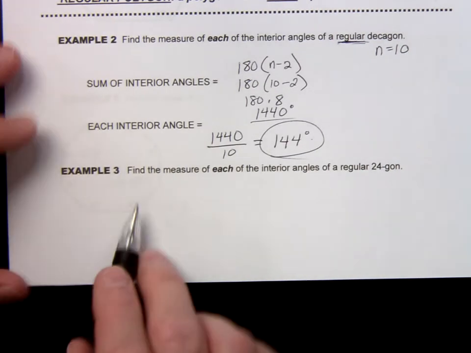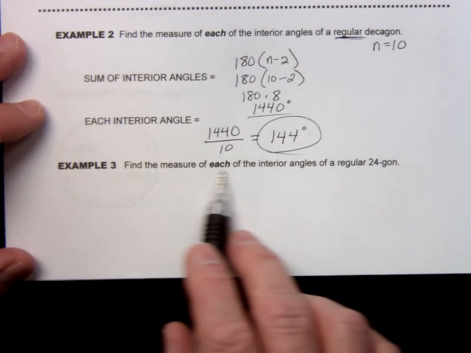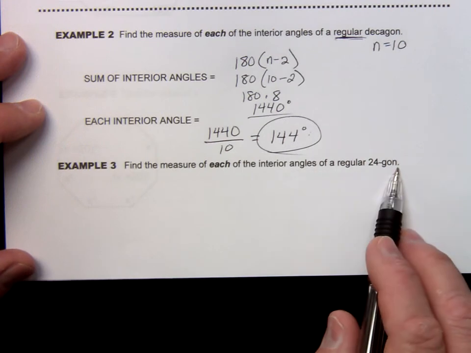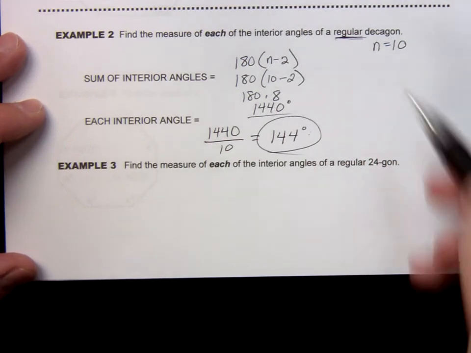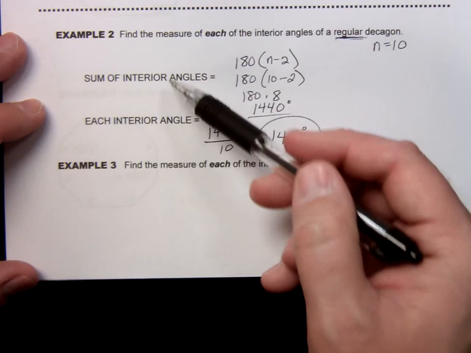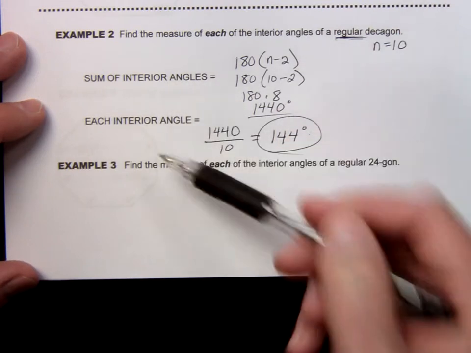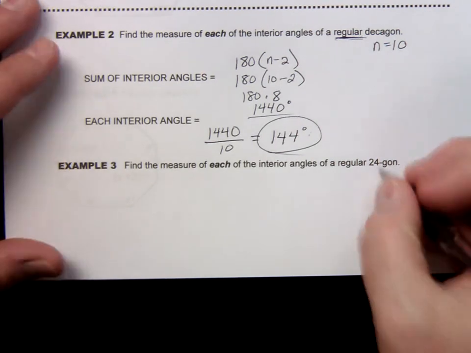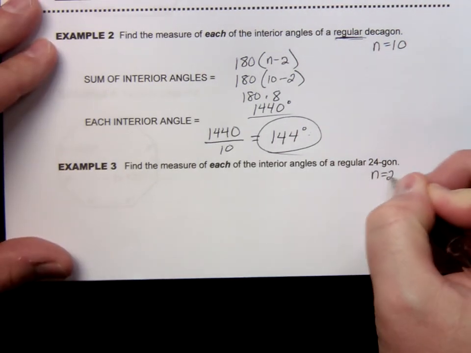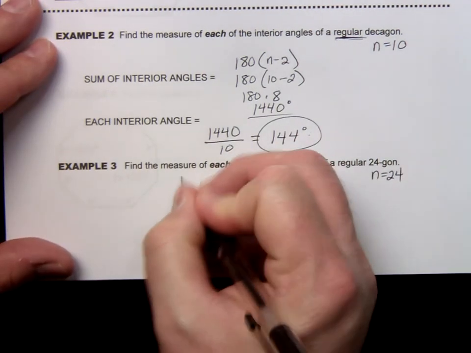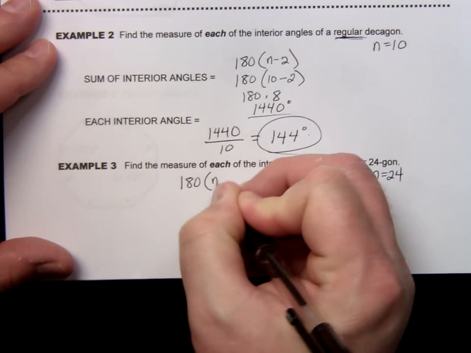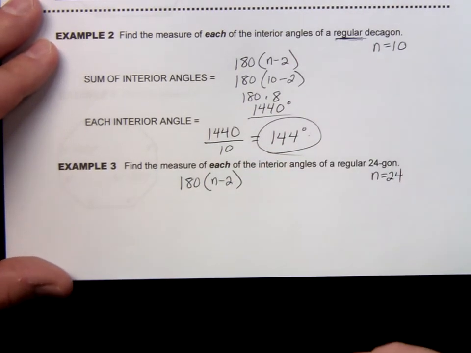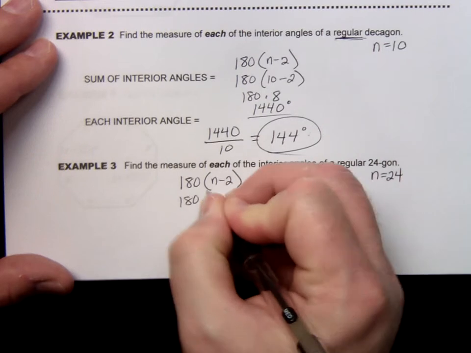So let's look at example 3. Find the measure of each of the interior angles of a regular 24gon. So it's the exact same type of question. It just was not given to you right here, the little helps to remind you to find the sum first. But that's the same process every time. It's a 24gon, so there's 24 sides. We need to first find out what all the angles add up to. We need to find the sum of the interior angles. So I'm substituting 24 in for n.